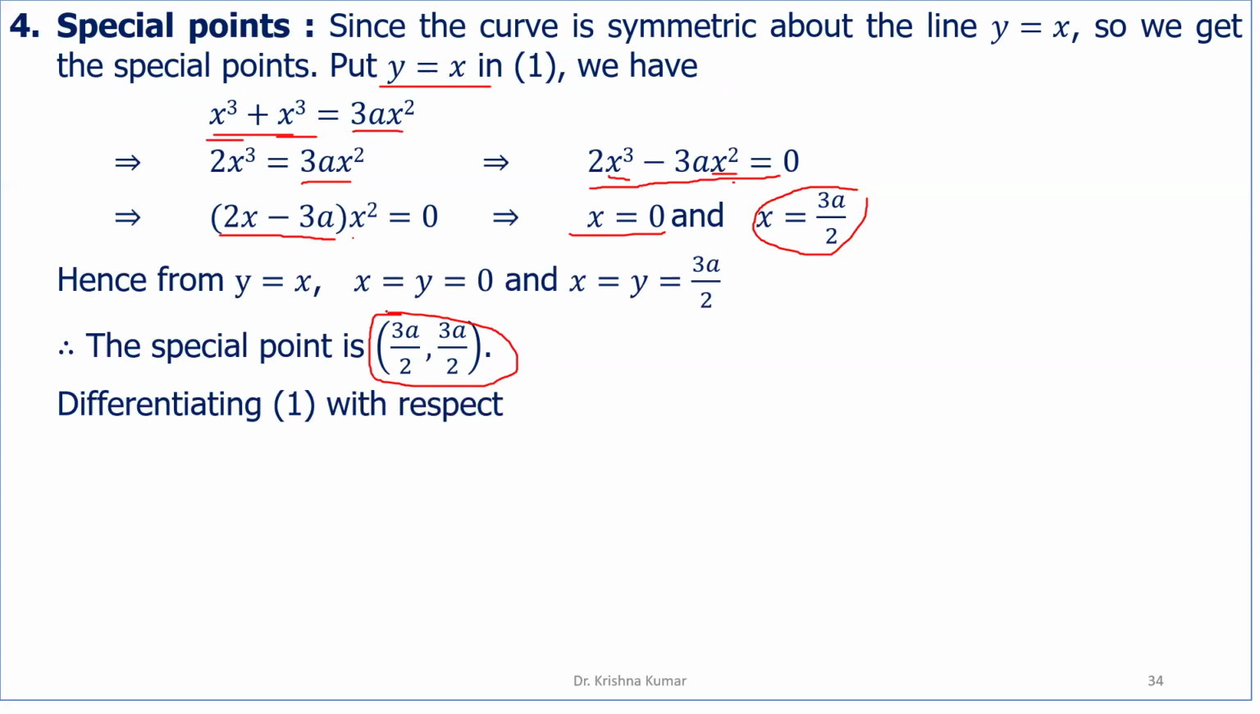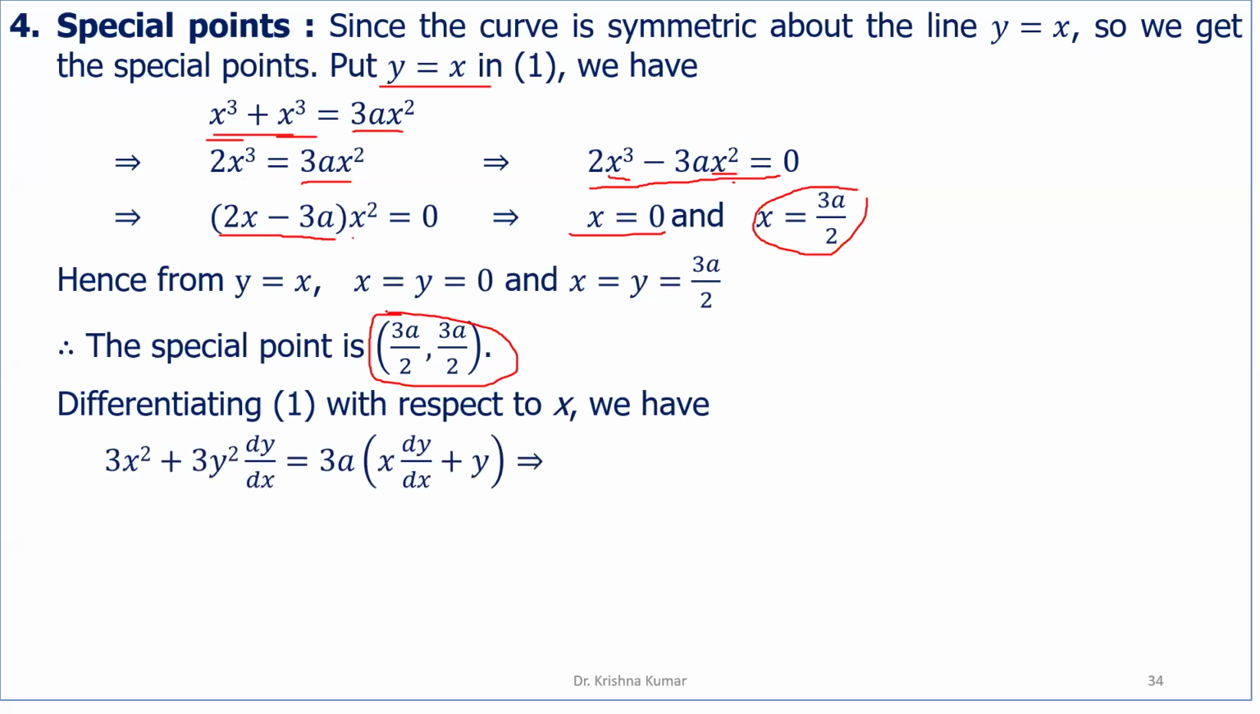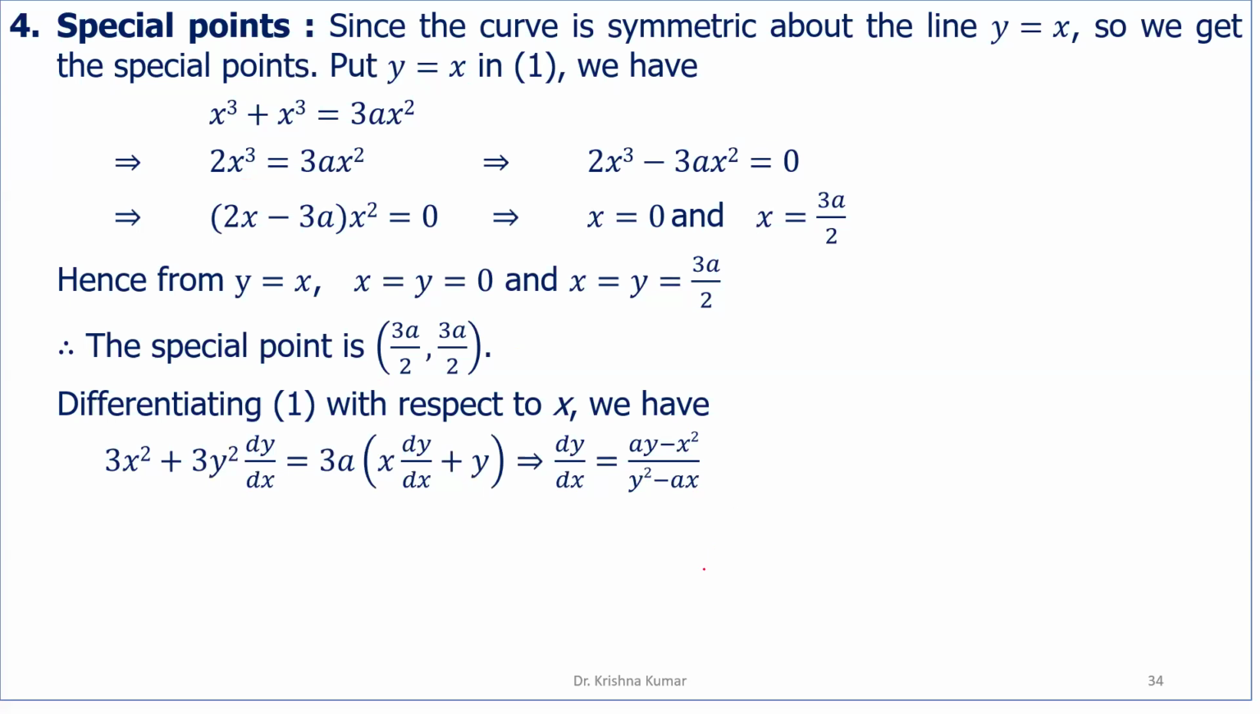We just have to differentiate 1 with respect to x. We have 3x square plus 3y square dy/dx, which is equal to 3a times (x dy/dx plus y into 1). Now if we simplify, the 3 can be cancelled, and we get (y square minus ax) into dy/dx equal to ay minus x square. So dy/dx is nothing but (ay minus x square) upon (y square minus ax).